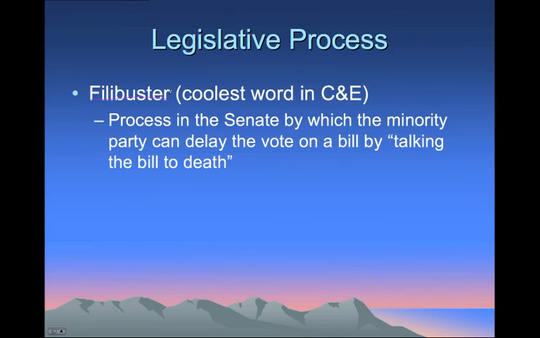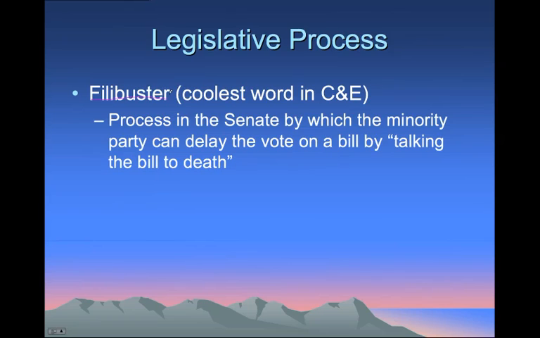And in order to create a filibuster, you just have to keep talking, because once you are recognized as being able to speak on the Senate floor, as long as you keep talking, nobody can interrupt you. And so you can just keep talking and talking for hours and hours to hold up the debate on a bill, or hold up the vote on a bill.